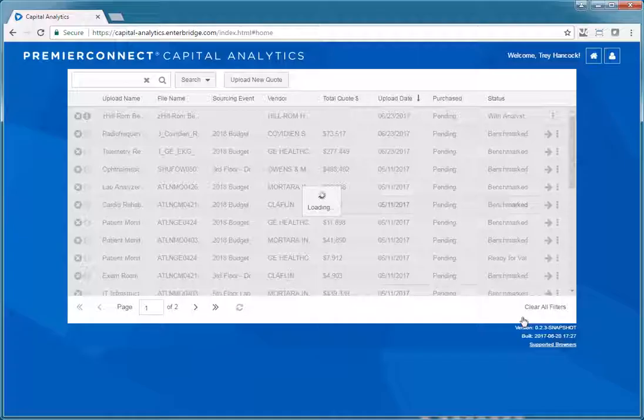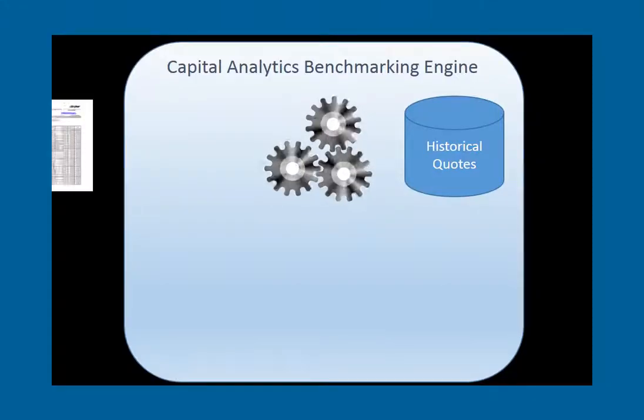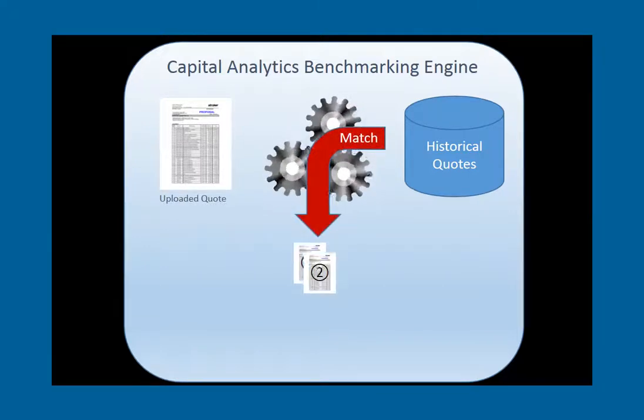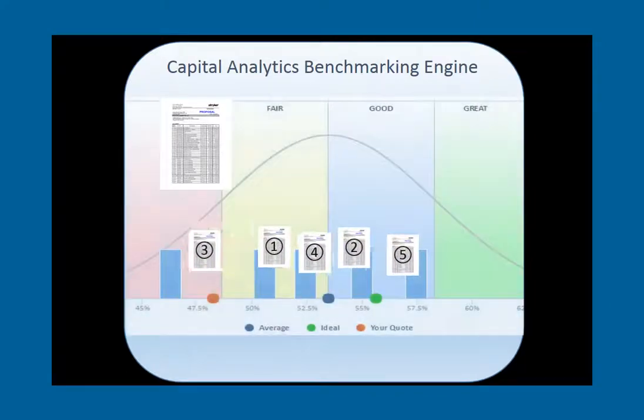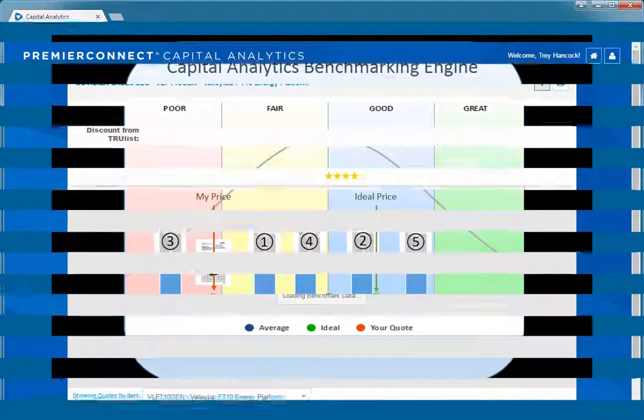Once the quote has been processed, the status will change to indicate the quote is being analyzed. Capital Analytics receives the uploaded quote and identifies similar quotes for comparison. After identifying the matching quotes, Capital Analytics calculates an ideal price for every item on the uploaded quote. This ideal price represents the best pricing available based on the quotes Capital Analytics has previously processed.